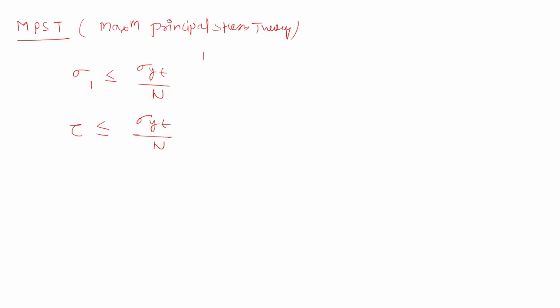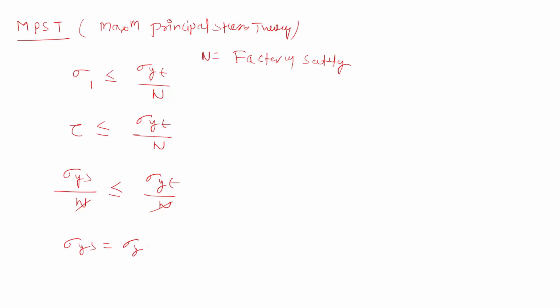Here n is the factor of safety. So this tau permissible, which is sigma ys over n, must be less than or equal to sigma yt over n. This n can be cancelled out. So we can say sigma ys is equal to sigma yt, or sigma ys over sigma yt is equal to 1. So in the case of maximum principal stress theory, the ratio of the yield shear strength to the yield tensile strength is equal to 1.